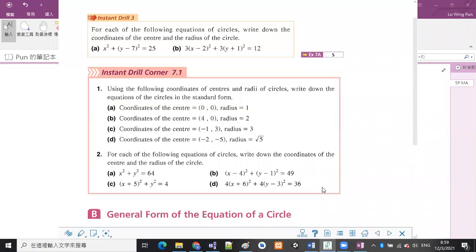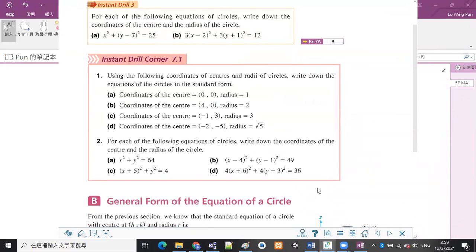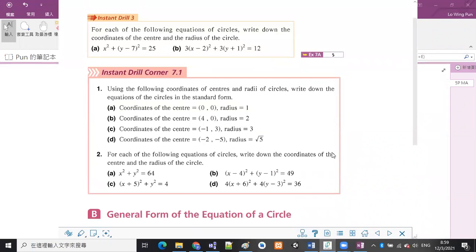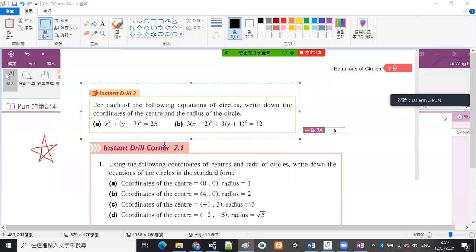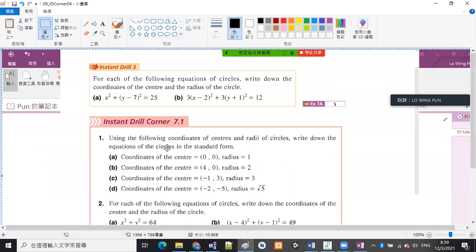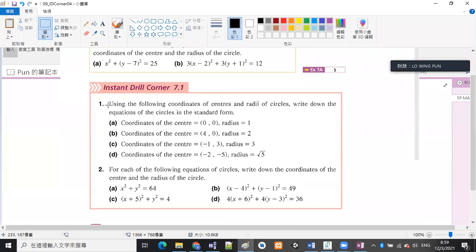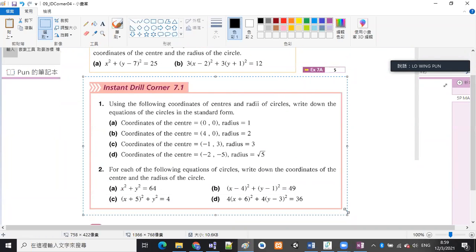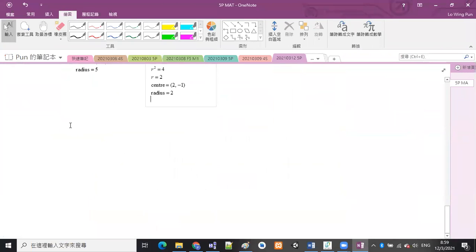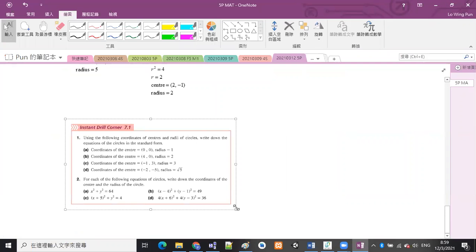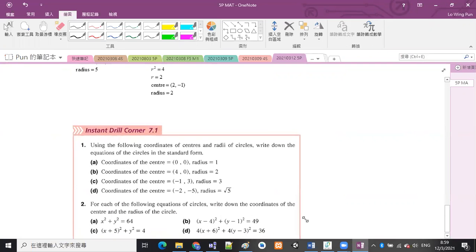Now I would like you to do a few more exercises. So let's go to the instant drill corner 7.1. I would like you to do number 1 and number 2. I'll give you 10 minutes to do this.